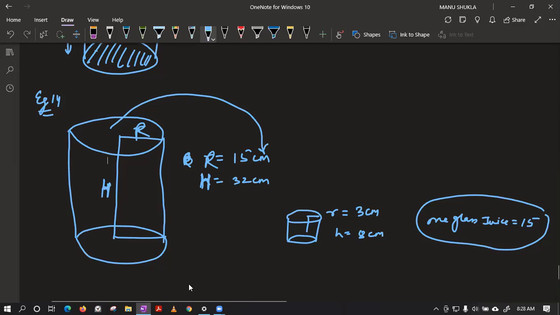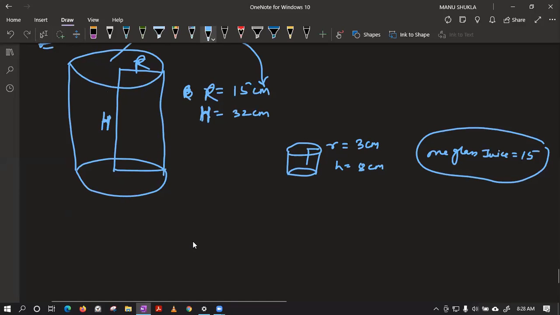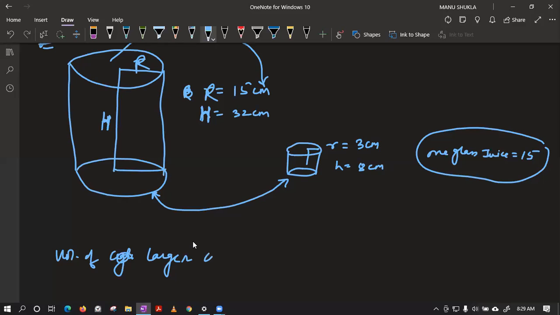Yes class? So first tell me what should be the relation between this cylinder and these glasses. What should be the relation between the larger cylinder and the small glasses? Because first we try to find the number of glasses. Our first motive is to find the number of glasses we can obtain from this large cylinder. Tell me first. Everyone? Yes, we can say the volume of the large cylinder will be equal to N, that is the number of glasses, into the volume of one glass.